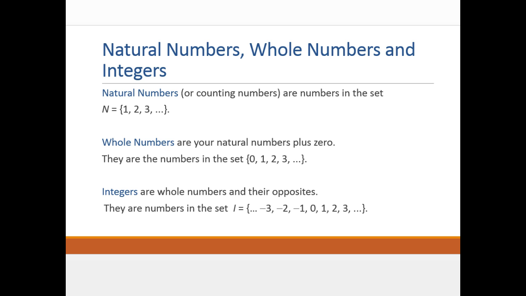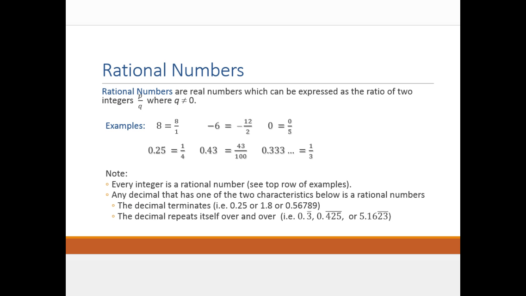We have a couple other groups we want to look at. We have what's called rational numbers, and the root word of rational is ratio. When we think of ratios, we think of fractions. And rational numbers are basically real numbers which can be expressed as a ratio of two integers. We already talked about integers, your positive and negative whole numbers. So I can take a rational number and express it as a ratio of two numbers, p over q, where q doesn't equal 0. The reason we require q not equal to 0 is because we can't divide by 0.